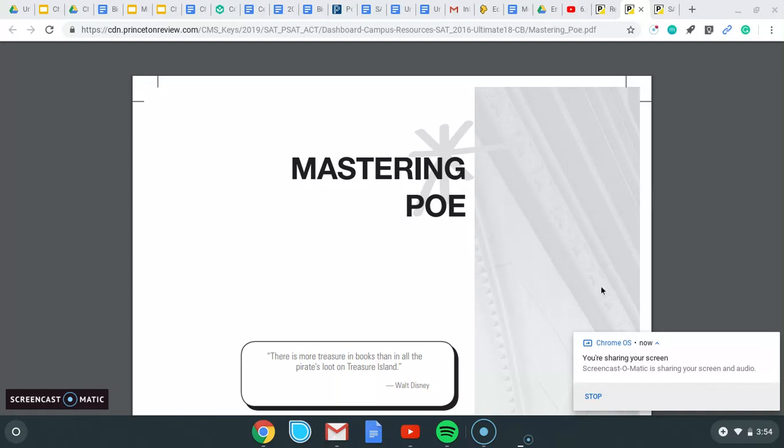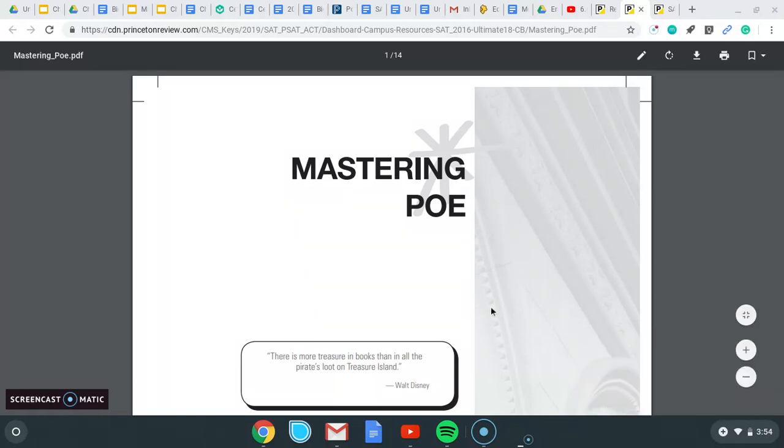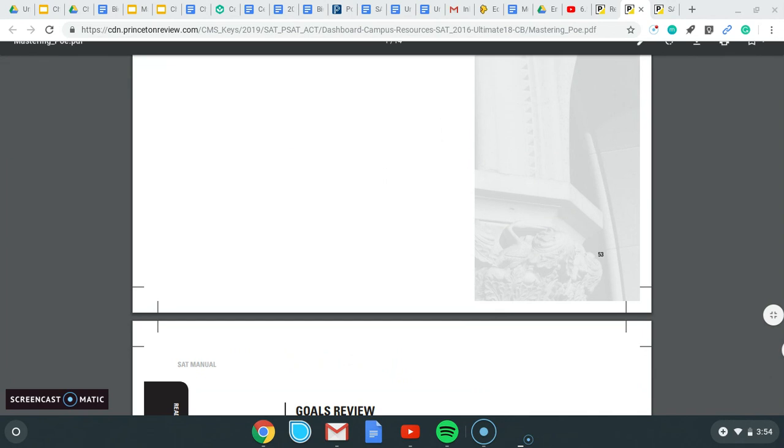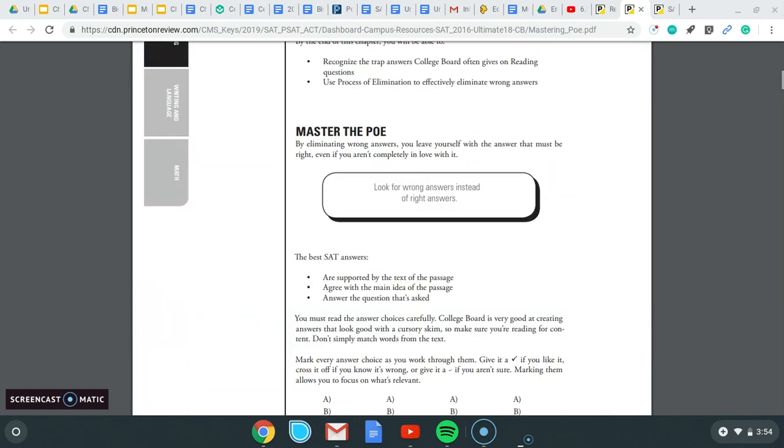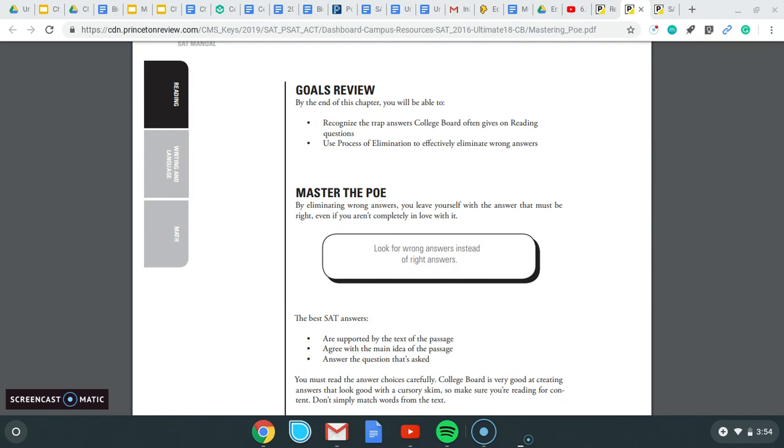This next section is going to be on the Mastering POE page of your textbook. So we're going to begin on page 54. This section is all about recognizing the trap answers that College Board gives on reading questions and teaching you how to use the process of elimination to eliminate those wrong answers.